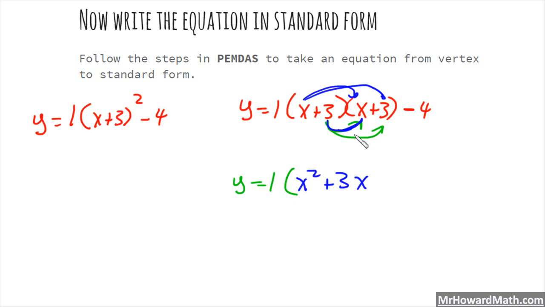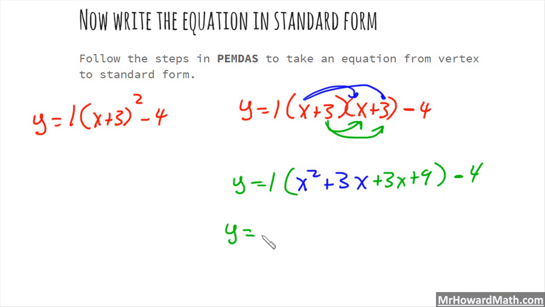First green arrow, this one right here, gives me, change that color, that gives me plus 3x. Second green arrow here gives me plus 9, and then I have the subtract 4 outside. So if we distribute the 1 in, it doesn't change anything. If we distribute that 1 in here, it doesn't change.